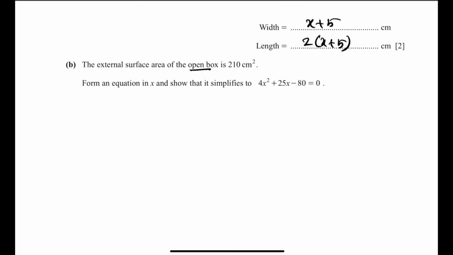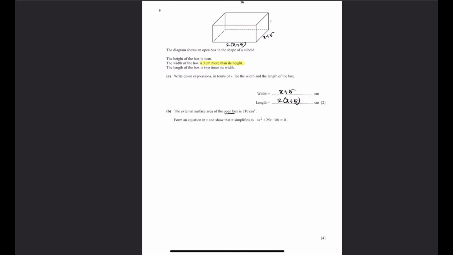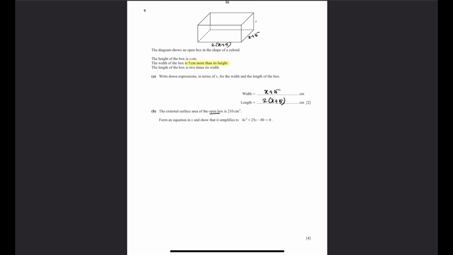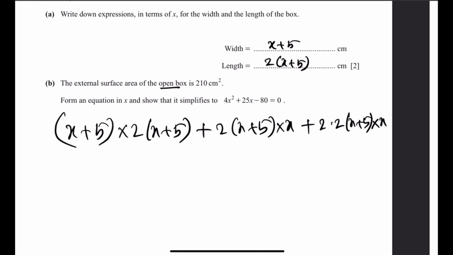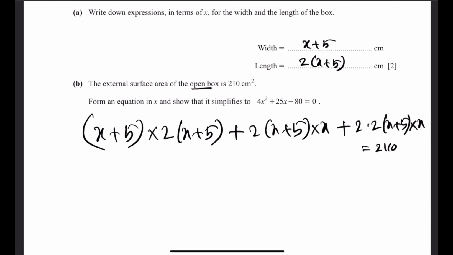Okay. So external surface of the open box is 210 centimeter square. Since it is open box, for open box we know that it's x plus 5 into 2 times x plus 5 plus 2 times x plus 5 into x plus 2 times 2 times x plus 5 into x equals to 210.